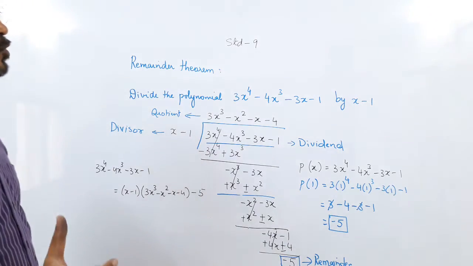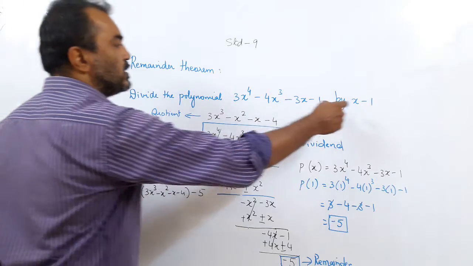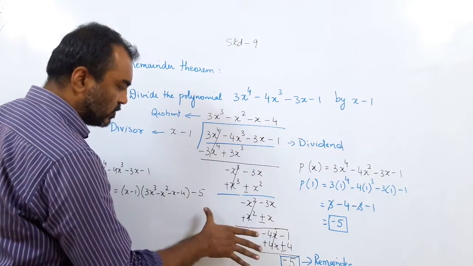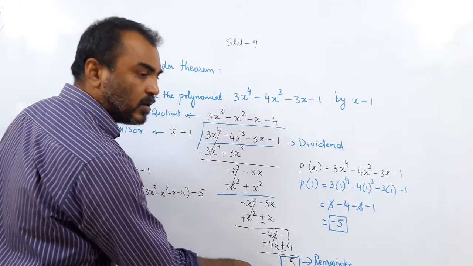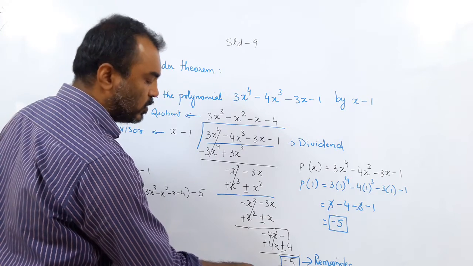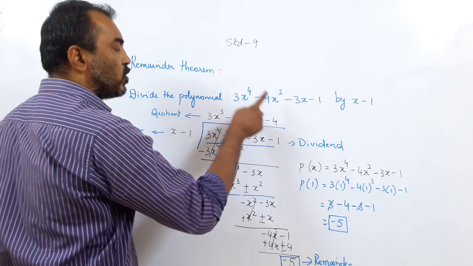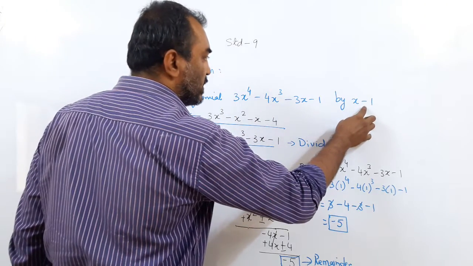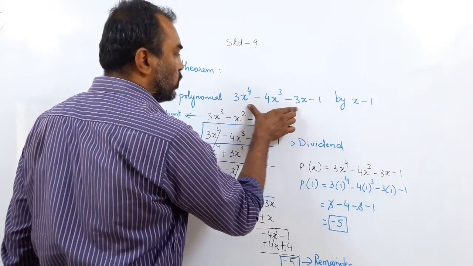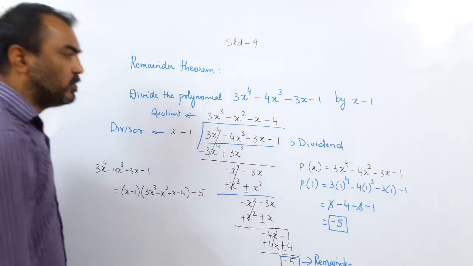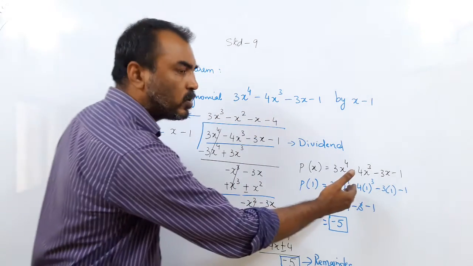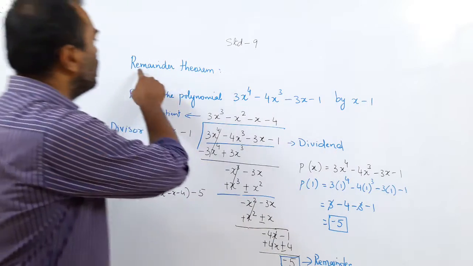basically what I'm trying to do here, I divide this polynomial by this one, okay? I did the long division. What I saw, the remainder is minus 5, it is not 0. Because the remainder is not 0, this is not a factor. So if I want to check whether x minus 1 is a factor of this polynomial, I should do the long division. But then there is also a shortcut method called the remainder theorem.